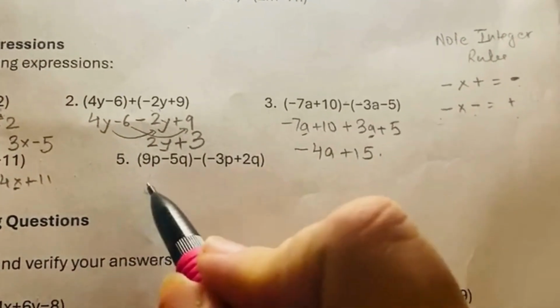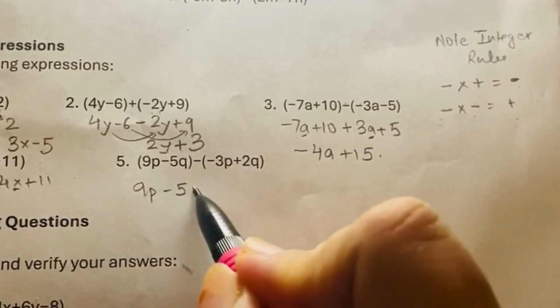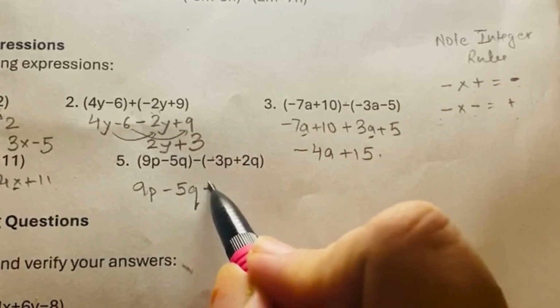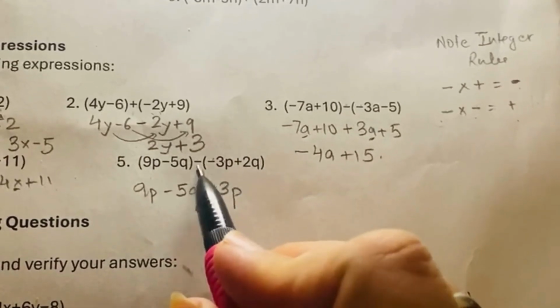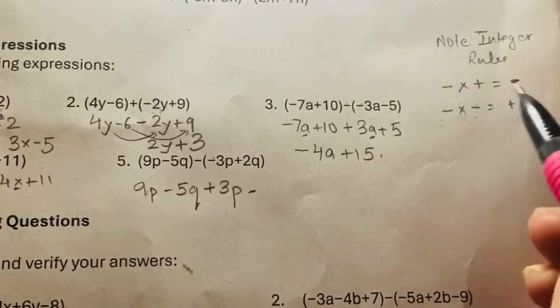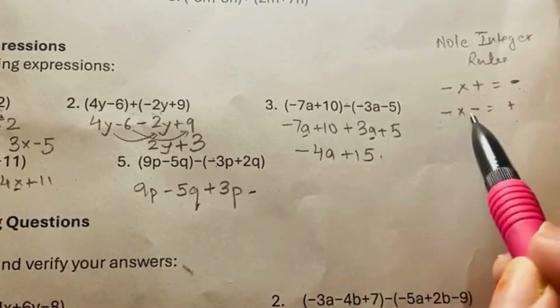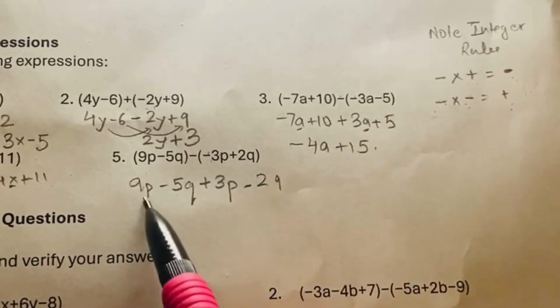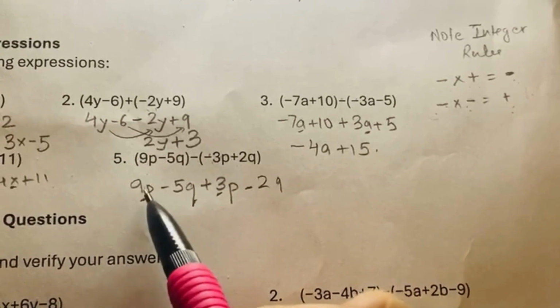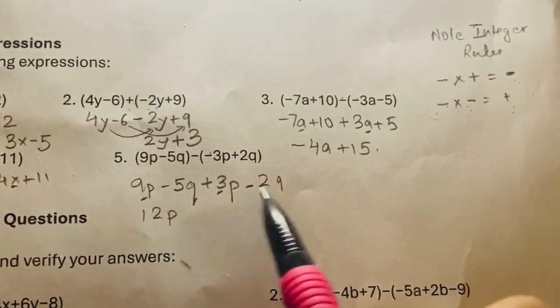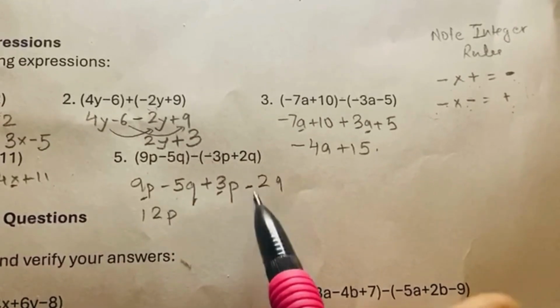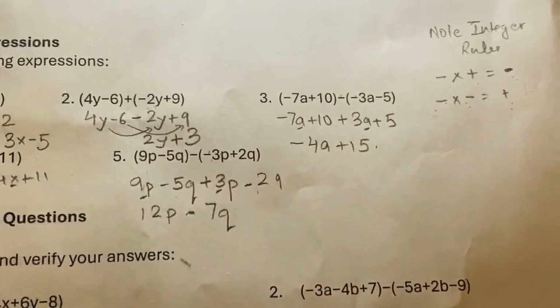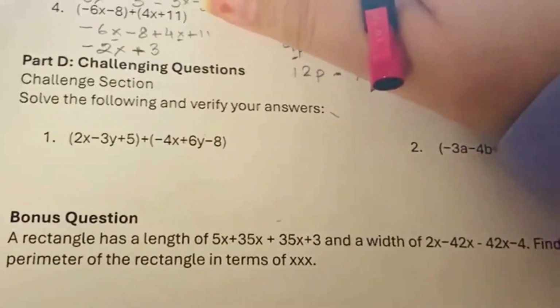The next one here, the fifth question: 9p minus 5q. Negative, negative cancelled, 3p. Again, negative, positive is negative. Negative, negative, positive. So it's going to be negative q. Again, I'm going to simplify p terms first: 9, 10, 11, 12p. This is minus 5q minus 2q, which will give you minus 7q. That's it. Very simple.